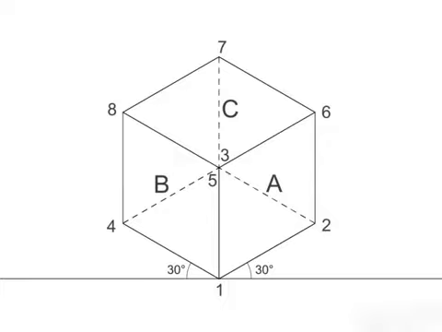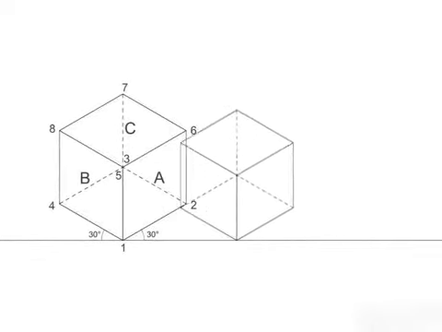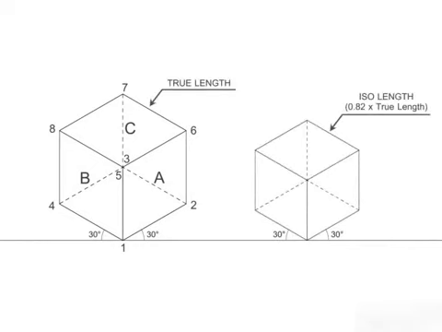Here in isometric view, the lengths of the isometric axis are equally foreshortened by 0.82 times their true length. The isometric lines foreshortened by their true lengths are parallel to the isometric axis, whereas non-isometric lines are not parallel to the isometric axis and they show actual lengths.